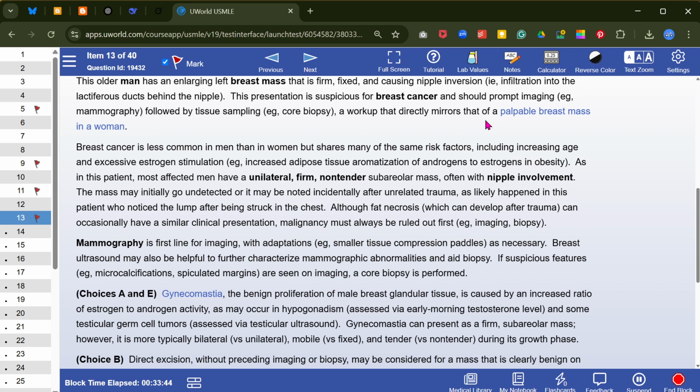Although fat necrosis can occasionally have a similar clinical presentation, malignancy must always be ruled out first. Imaging and biopsy: mammography is the first line imaging, with adaptation. Smaller tissue compression paddles are necessary. Breast ultrasound may also be helpful to further characterize mammographic abnormalities and aid biopsy. If suspicious features, such as microcalcifications or spiculated margins, are seen on imaging, a core biopsy is performed.